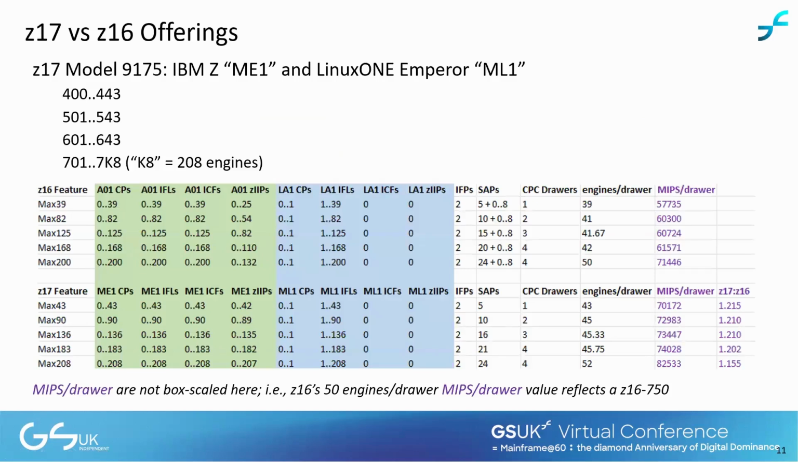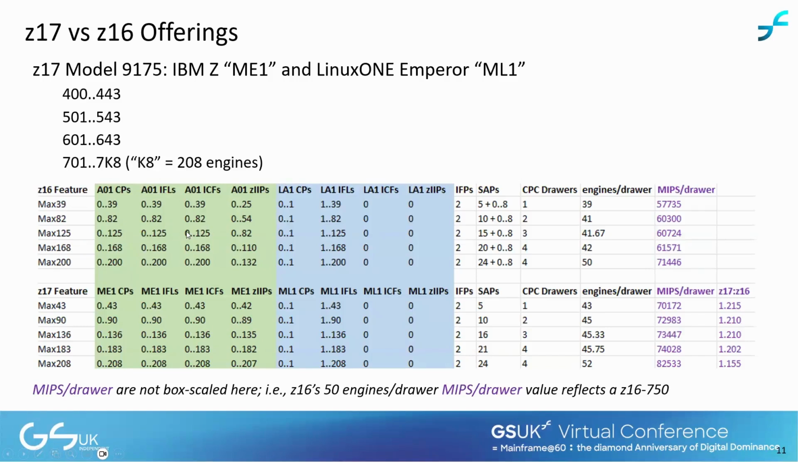The offering space. So the model number is 9175. We're calling the water-cooled IBM Z the ME1. We're calling the corresponding Linux 1 Emperor the ML1. And the Z models are, again, the subcaps can only support up to 43. So 400 through 443, 501 through 543, 601 through 643. And the full speed can support up to 208 engines, where our alphanumeric decimal encoding of 208 is K8.